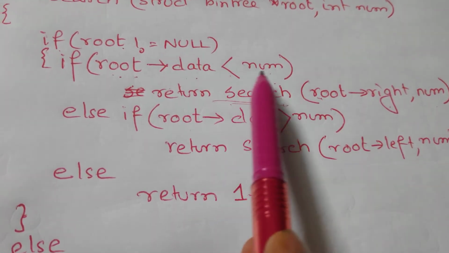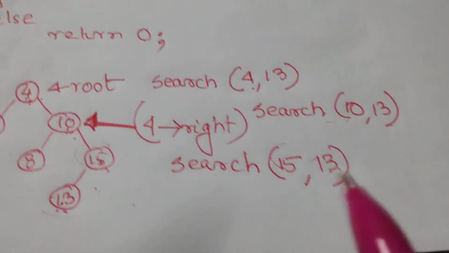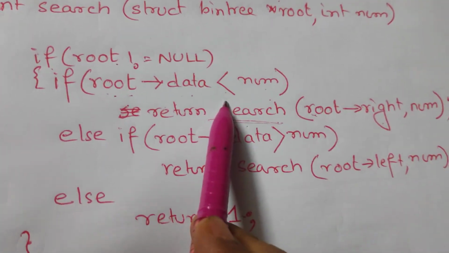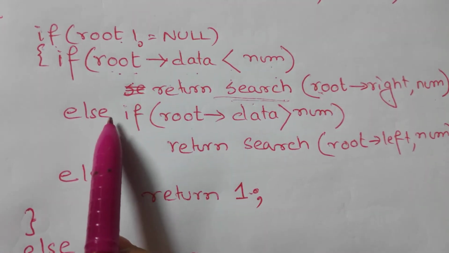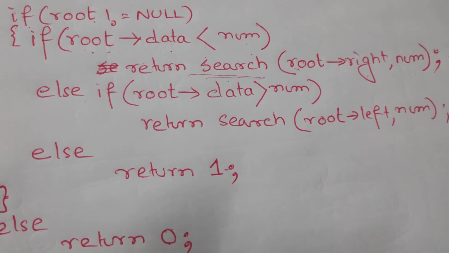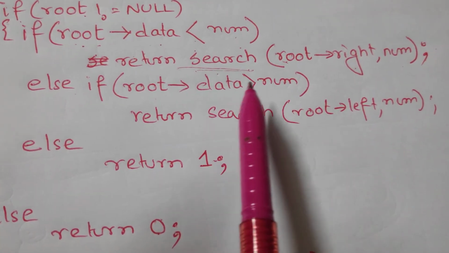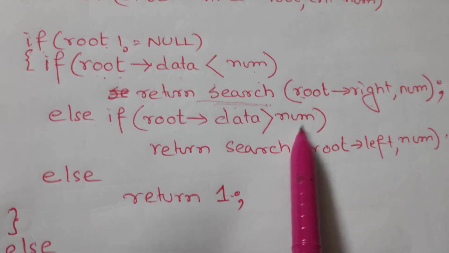Root data lesser than the number. Now currently the root data is 15, correct? So 15 lesser than the number is false. So since this is false, we will come to the else if condition. Now what is the else if condition asking us? Whether the root data is greater than the number. So 15 is greater than the number.